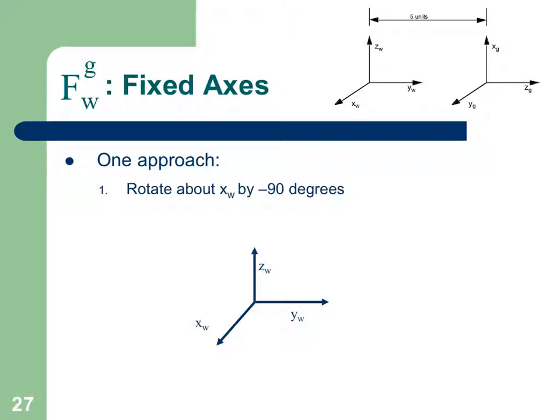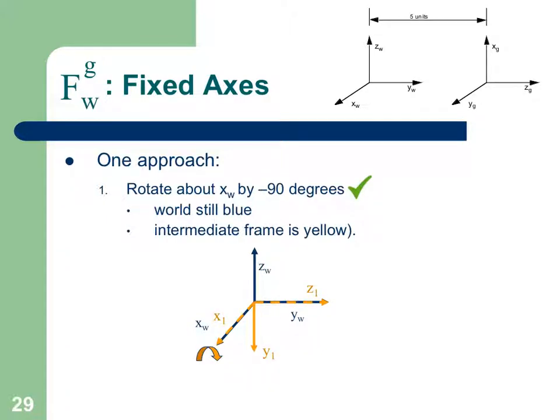So let me talk you through this. Here's going to be my approach. The first thing I'm going to say is let's rotate about the x world axis by negative 90 degrees. So again, negative 90 degrees is pointing in that direction, right? So here's my prettier arrow. And after we do that rotation, we end up with this sort of yellow or orangey frame, right?